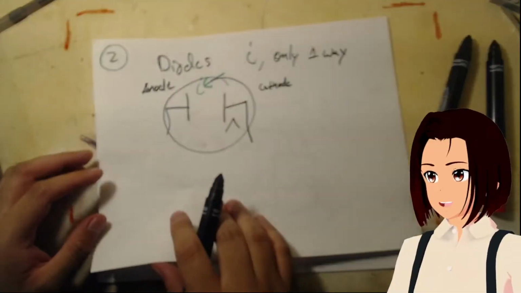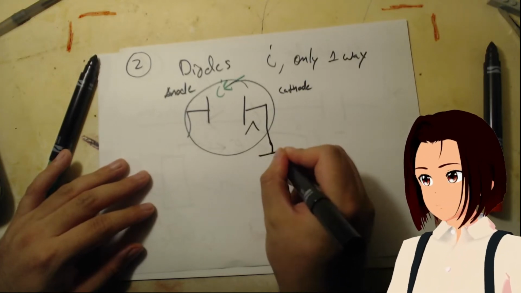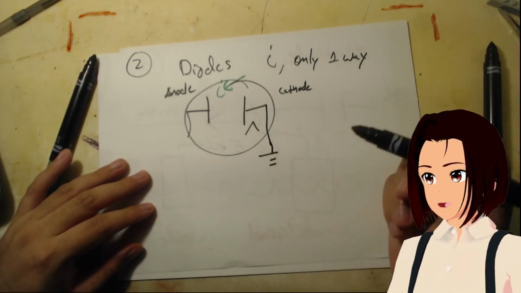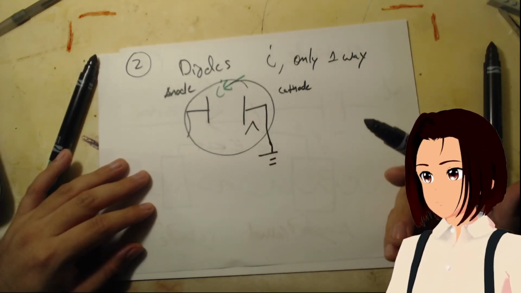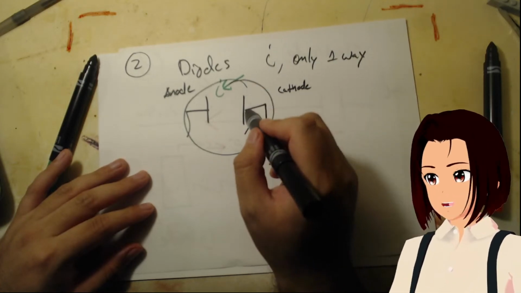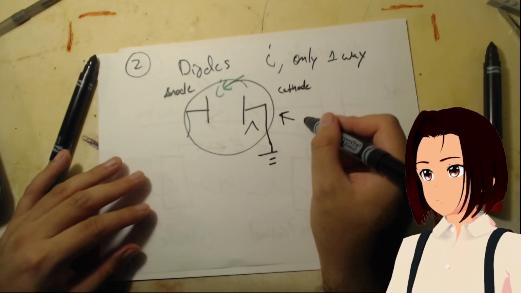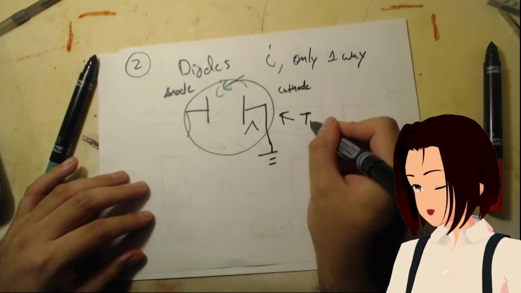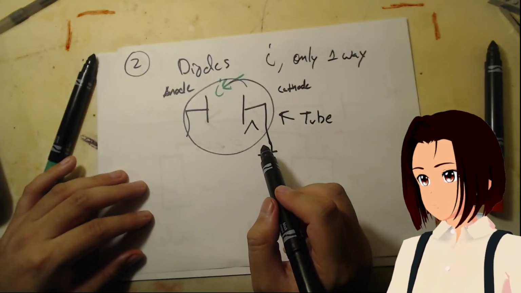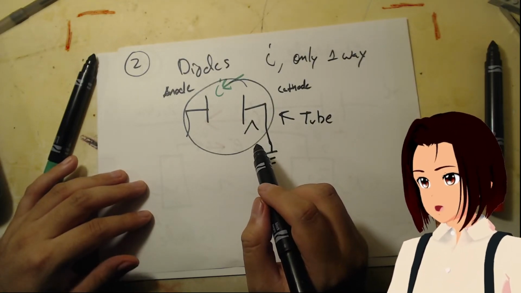Well, here's the thing. That's not true. Because right here is ground. Maybe there's something in between, but yeah, there's ground. This is ground, and this circle is what we use to indicate that this is a tube. This is a diode, and a diode is inside a tube. Boom.